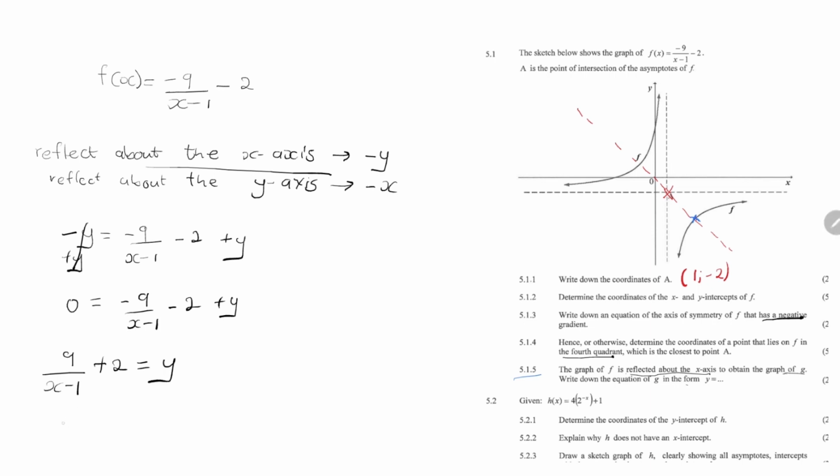So that means we can also write this equation as y equal to a positive 9 over x minus 1 plus 2. Okay, so that is how we reflect the graph of G about the x-axis. And that gives us the graph G, but right now we wrote it as y is equal to something, which is 9 over x minus 1 plus 2 over here. All right, now we're done with 5.1. Let us proceed to 5.2.